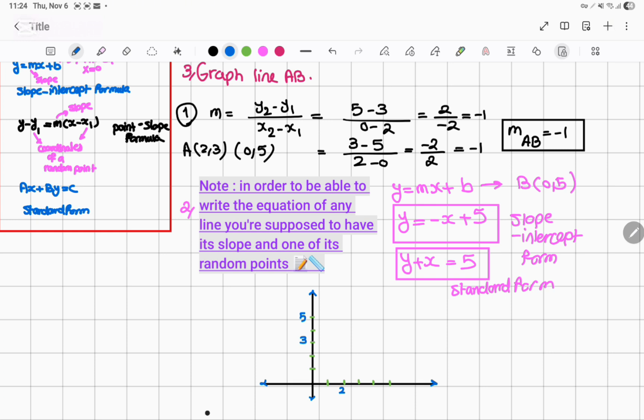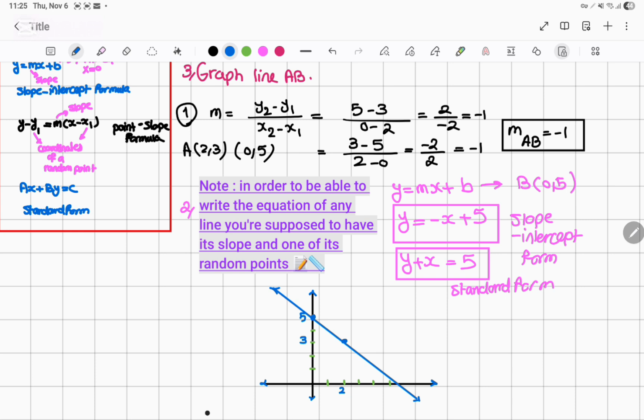Ta-da! Here I am with the coordinate plane. So in this particular example I have the points A and B. The only thing I need to know in order to be able to graph this are the points. So I don't need anything here, okay? So I'm just going to have the point B, which is (0, 5), and the point A, which is (2, 3). And I'm going to plot the points in form of a line. Okay, and that's going to be my graph.